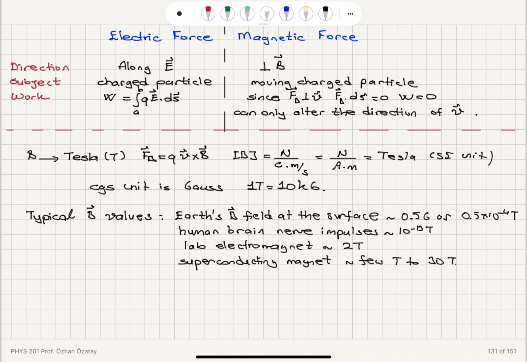Magnetic field is measured in Tesla, which is newtons per ampere meter. 1 Tesla is 10 kilogauss. Typical magnetic field values are 0.5 Gauss at the Earth's surface. Human brain nerve impulses, 10 to minus 13 Tesla. 2 Tesla for a lab electromagnet, up to 30 Tesla using superconducting magnets.